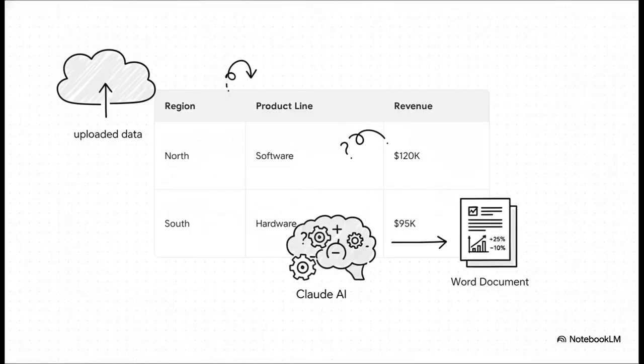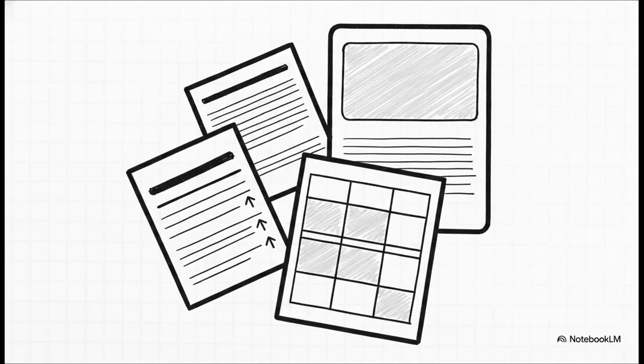Claude actually reads that raw CSV data and handles all the mathematical heavy lifting for you. It calculates those year-over-year percentages directly from the source data and then seamlessly embeds those calculated metrics right into the final document structure. No calculator needed. And the result? It's pretty much instant. Claude hands you a complete, ready-to-go Word document.